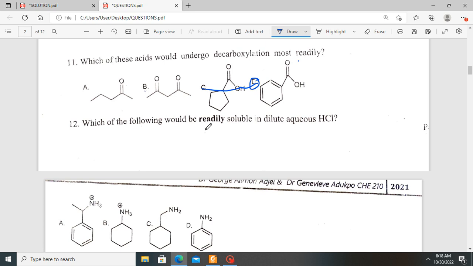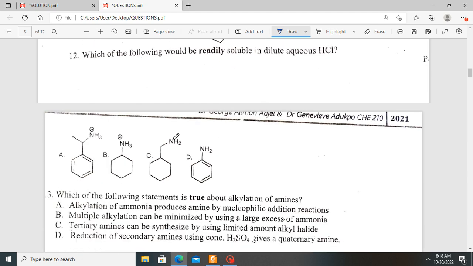Which of the following will readily be soluble in dilute aqueous HCl? So which of these will be soluble in dilute aqueous HCl? So all these are bases. So which of them is a strong base? This is how the question is trying to put it. Because if it is a base, it will try to abstract a proton from an acid. So this one already exists in acidic form. This one already exists in acidic form. But among these compounds, aliphatic amines are more basic than aromatic amines. So this one will be more soluble in a solution of aqueous HCl. So the answer is C.